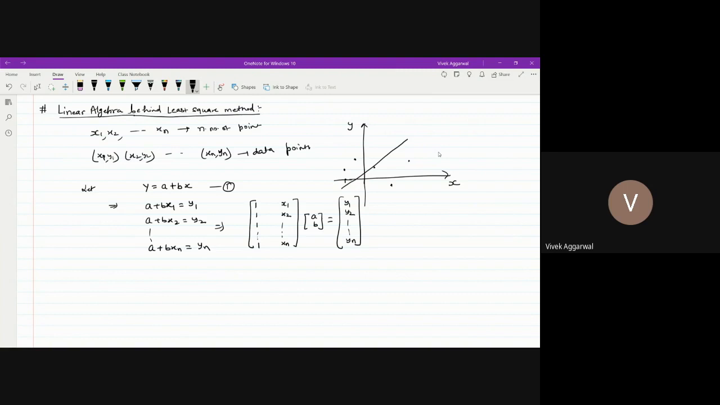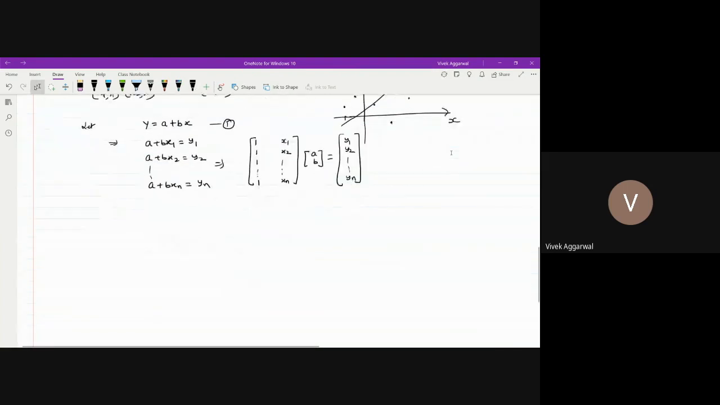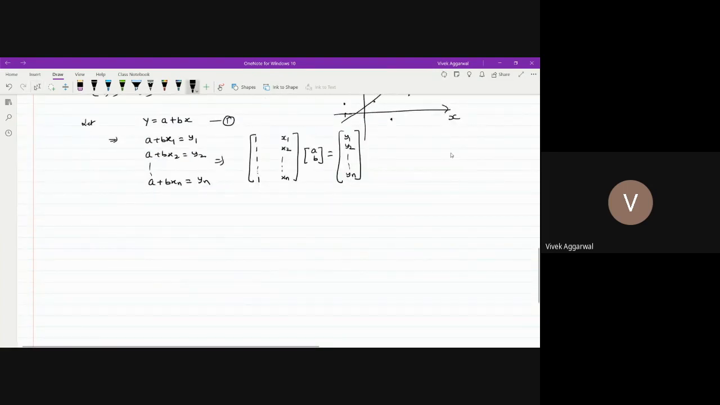and on the right hand side you will have the vector y1, y2 up to yn. So this is a system of equations. I write this matrix as A, and this column vector of variables I call c, and on the right hand side I write the vector y. This is a matrix of order n cross 2, and this is 2 cross 1, so the product is n cross 1.